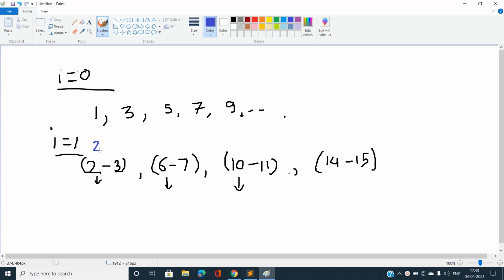Okay, and it is 2 power 1, and you can see the number of numbers in this range is 2 and 3, only 2 numbers, and 2 power 1 is also 2. And 6 and 7 is also 2 numbers, 10 and 11 is also 2 numbers. Okay, and you can also see here, for i equal to 0, 2 power 0 is 1. The number of numbers is 1, 1, 1, 1. Okay, and let's talk about i equal to 3 also.